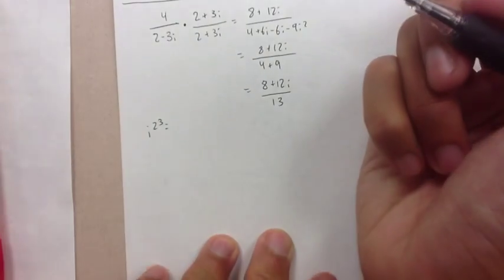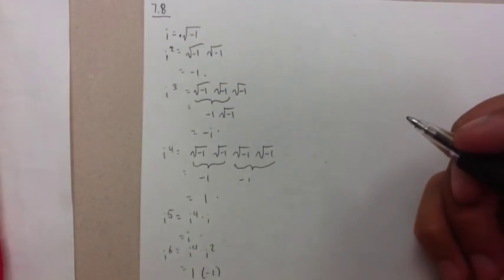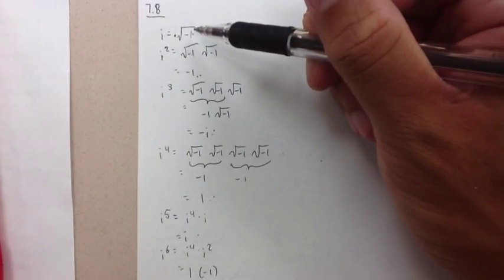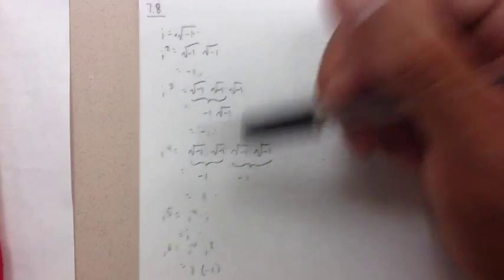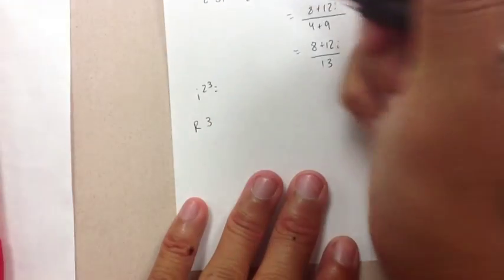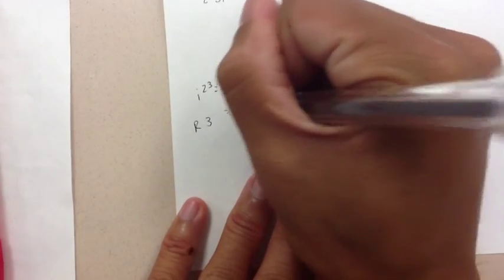If I just give you i to the 23rd and ask you to simplify, remember up here, there's just a pattern. 1, 2, 3, 4. i to the first is square root of -1, -1, negative i, 1. I just need to divide 23 by 4, find out how many remainders there are. There's a remainder of 3. Right? So this is the same thing as i cubed, which is -i.